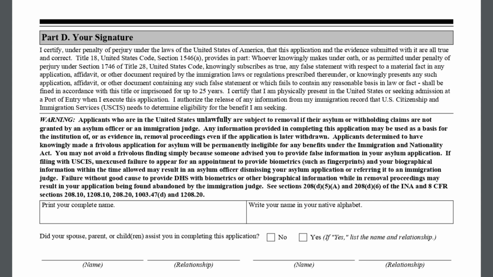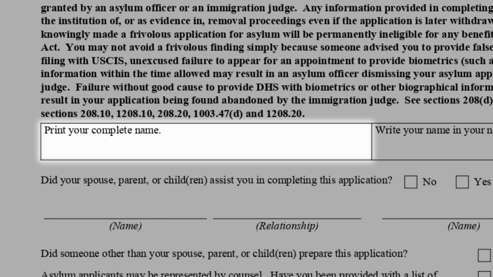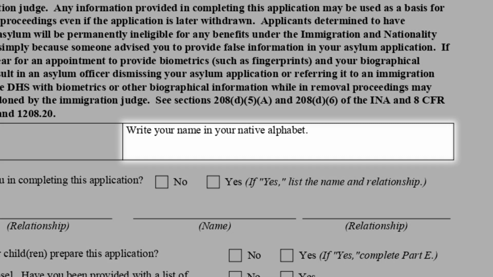So, when you apply for asylum, if you're doing so with USCIS, you're kind of raising your hand and putting yourself on the government's radar. You're saying, here I am, and opening up the prospect that you could be put in deportation proceedings and eventually be deported. Just remember that before you decide to apply for asylum. Okay, moving on. Below the bolded text, there's a box on the left that says, print your complete name, and then a box on the right that says, write your name in your native alphabet.